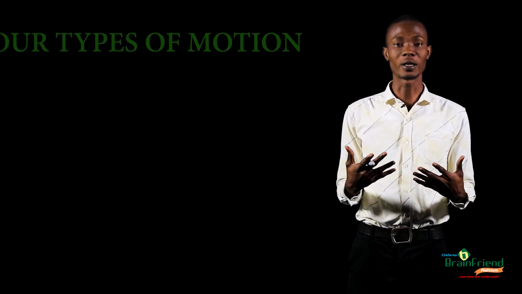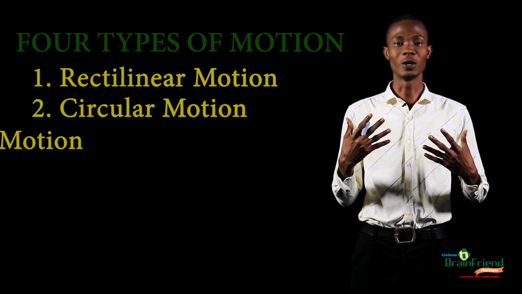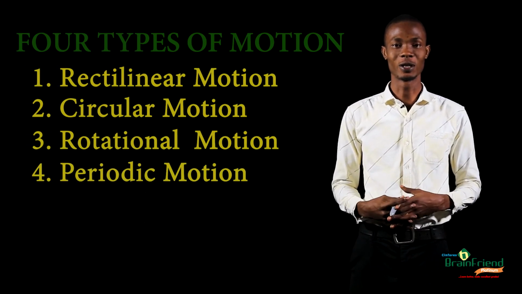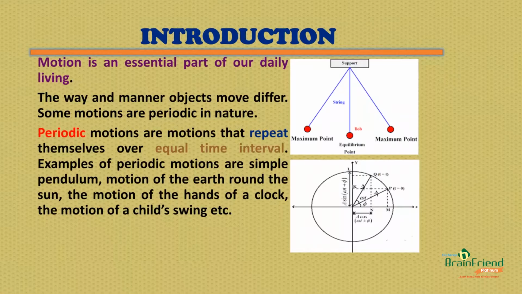Motion is a term that is used to describe the movement of objects. In physics, there are basically 4 types of motion. We have the rectilinear motion, circular motion, rotational motion, and periodic motion. For this class, our focus will be on periodic motion. Periodic motion is simply a type of motion which describes the repetitive movement of objects over a given period of time or regular time interval.